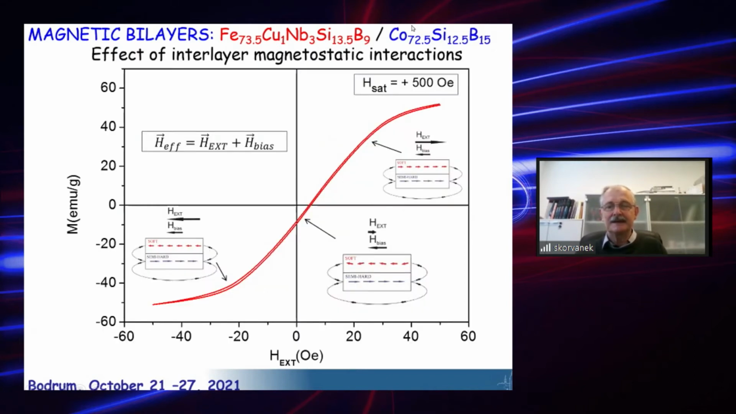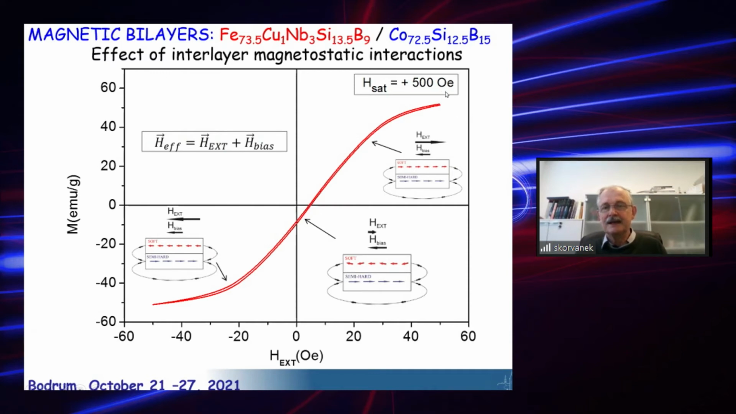But in this case, we can observe a quite interesting phenomenon, the so-called effect of magnetostatic bias from the hard layer, and we can see the shift of the hysteresis in comparison to the origin. So in this case, the shift is something like 5 Oersted, and the experiment is as follows.